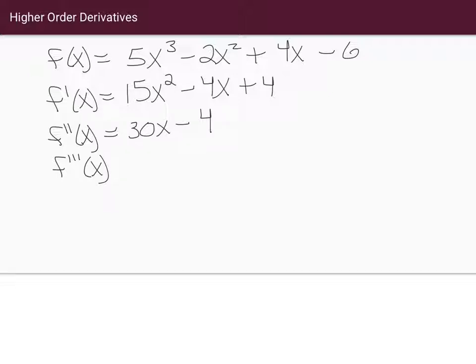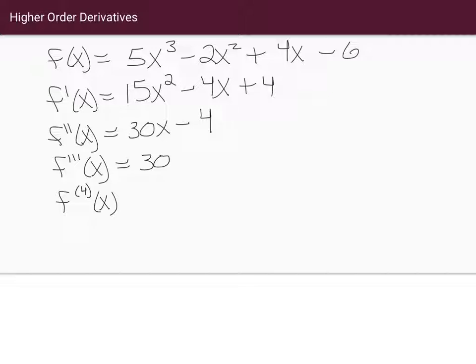So the third derivative, or f triple prime of x. I take the derivative of 30x and I get 30, and I take the derivative of 4 and I get 0. So now I'll take the next derivative. That'll be the fourth derivative. Once we get past 3 tick marks, instead of using tick marks, we start putting the order of the derivative in parentheses as a superscript.